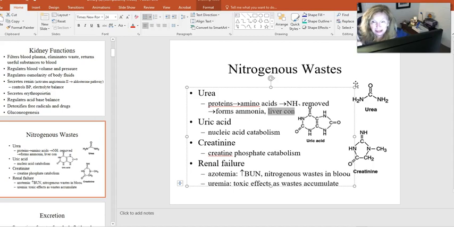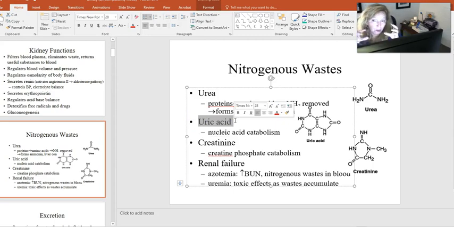The proteins breaking down causes urea. We can get rid of it. Nucleic acids breaking down, when nucleic acids break down, there's a byproduct called uric acid. Uric acid can also be excreted by the filters in the kidneys.